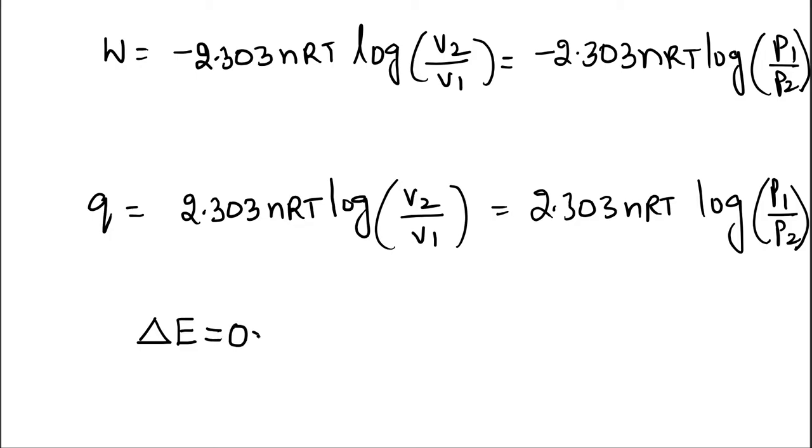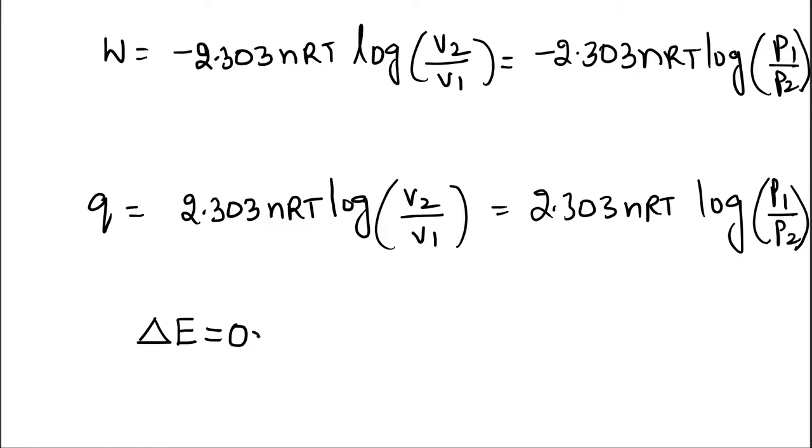So this is isothermal expansion in a reversible manner. And what about the compression? Compression is exactly the reverse of expansion. Therefore, there is only a sign change with respect to the compression in terms of work and heat for the gas in isothermal compression in a reversible process.